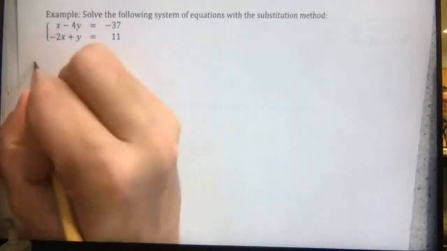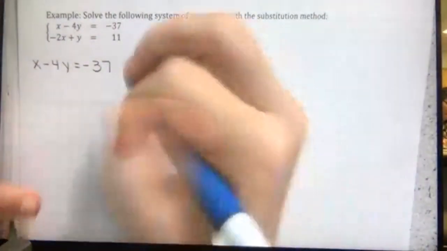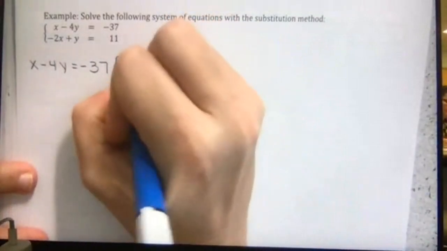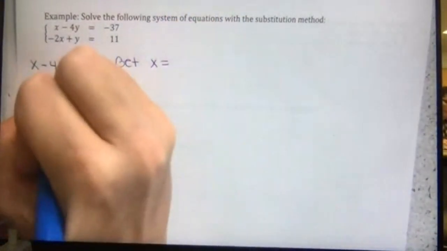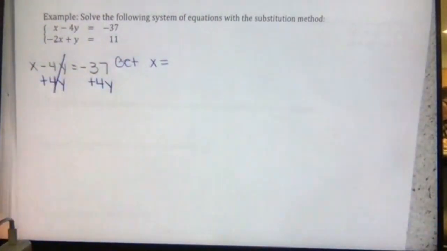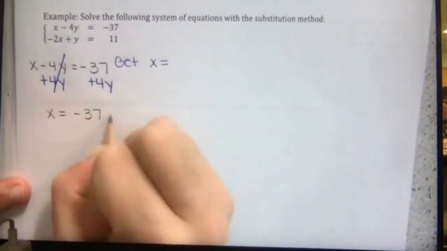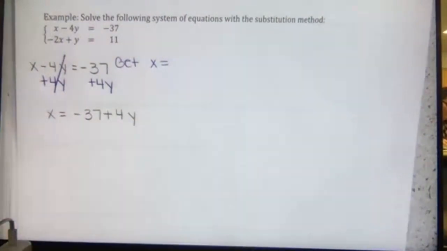First one, I think that's what you said. So x minus 4y equals negative 37. Let's solve for x. Let's get x equals. That means we can move that negative 4y to the other side, so adding 4y to both sides. That will give us x equals negative 37 plus 4y. Okay, great. Now that I know what x equals, I can take that and plug it into my other equation.